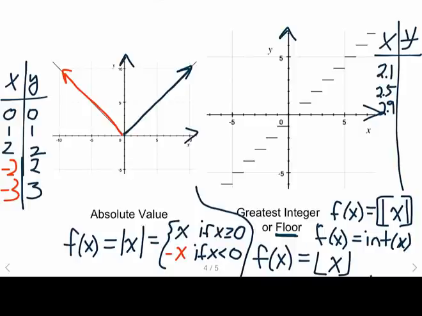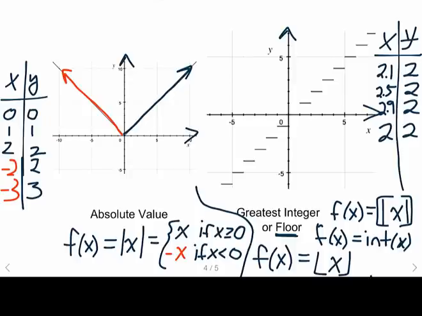The greatest integer less than or equal to 2.1 is 2. The greatest integer less than or equal to 2.5 is also 2. And the greatest integer less than or equal to 2.9 is 2. You see, we're not rounding off. We fall back to the next smallest integer. If my input is 2, the greatest integer less than or equal to 2 is actually 2.